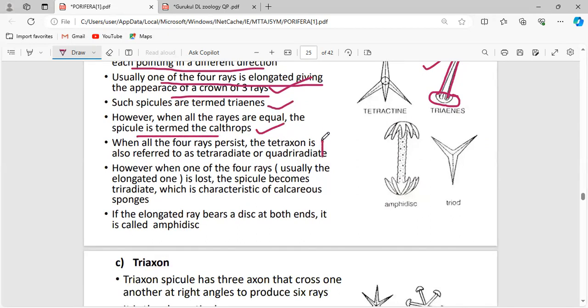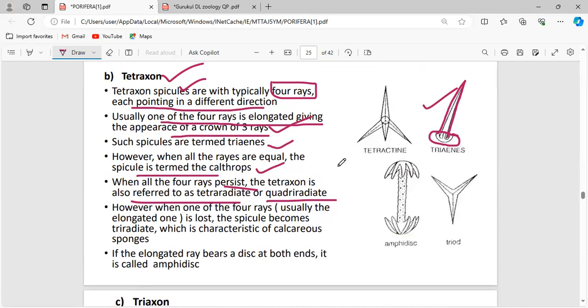If all the rays are equal, then it is said to be calthrops. Now, when all the four rays persist, the tetraxon is also referred to as the tetraradiate or the quadriradiate. Just hear what I'm explaining. At the end, I'm going to tell what you have to focus on. These are all unnecessary points, but you have to be aware of these words. What is a ray and what is the axis like this?